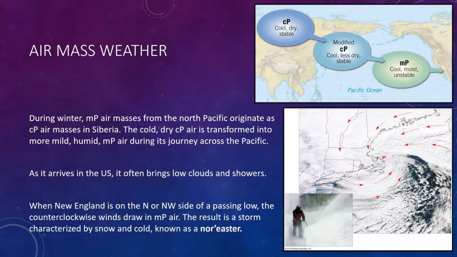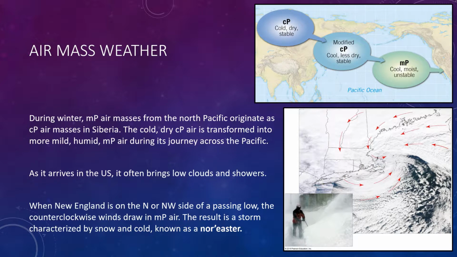During the winter, maritime polar air masses coming from the North Pacific Ocean often originate as continental polar masses in Siberia. The cold, dry CP air is transformed into relatively mild and humid, unstable MP air during its long journey across the North Pacific. As this MP air arrives at the western shore of North America, it is often accompanied by low clouds and shower activity. When this air advances inland against the western mountains, orographic uplifting produces heavy rain or snow on the windward slopes of the mountain.